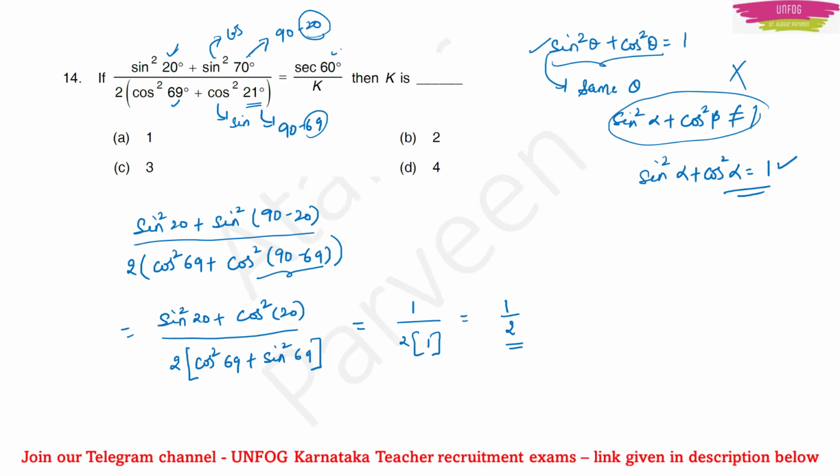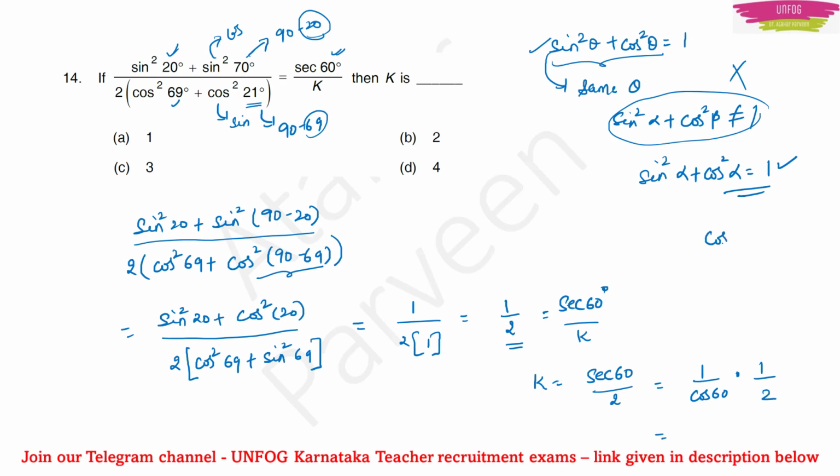What is there in the right hand side? In the right hand side I have secant 60 upon k, and I have to find k only. So k will be equal to secant 60 upon 2. Now if you remember the value of secant 60 directly, then no problem, you write. But if you don't remember the value of secant 60 directly, then what you can do? You can write it as 1 by cos 60, and this will be 1 by 2 as it is.